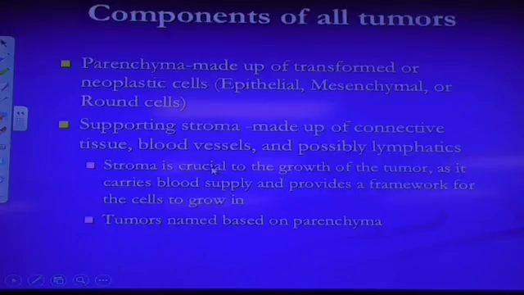So stroma, as we just said, is crucial to the growth of tumors since it carries the blood supply and provides a framework for the cells to grow. The tumor name is based on the parenchyma, not the stroma. Usually the stroma is going to be fibrovascular. That's the most common type of stroma. It could be a myxomatous matrix or stroma.